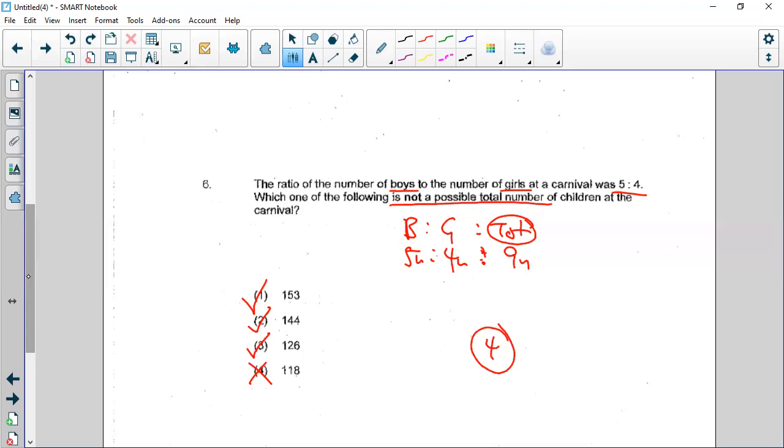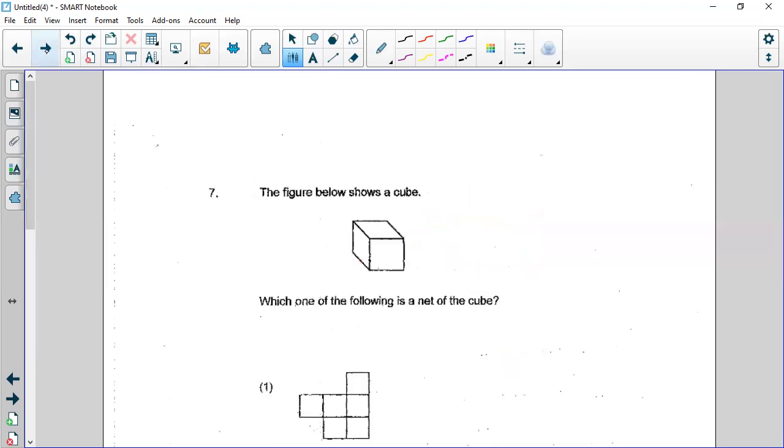Okay, so when is it not okay? When is it not correct to have a remainder or decimal? When there are people or things, you must have whole numbers as your answer. Okay, clear so far? Okay, let's go to number 7.